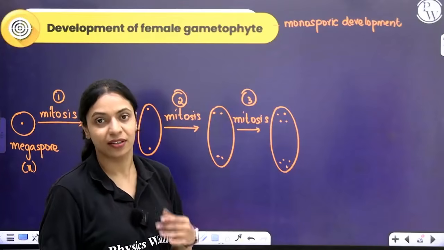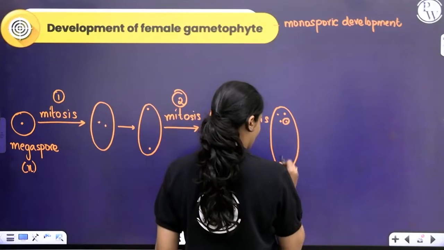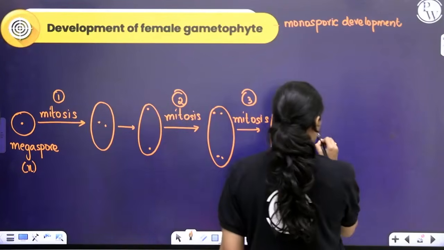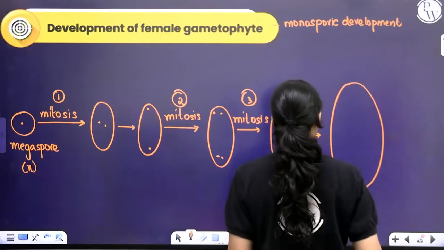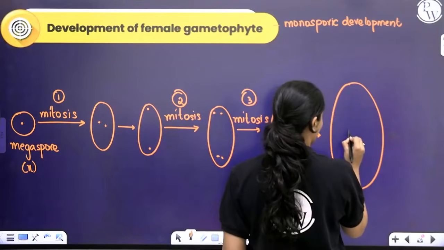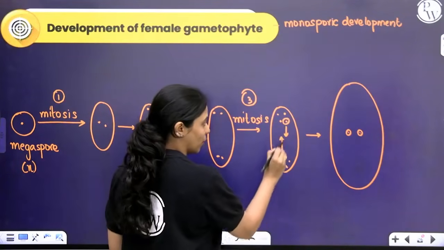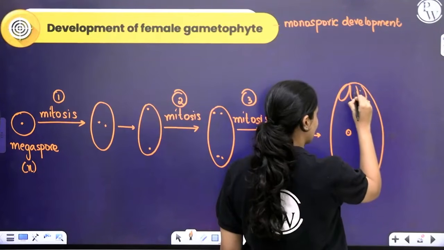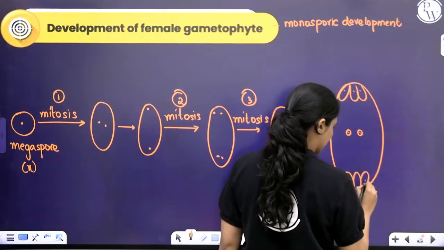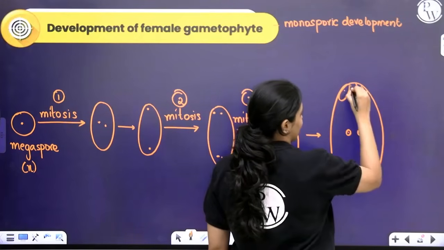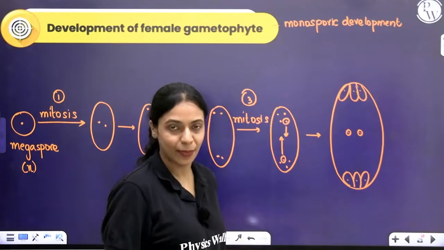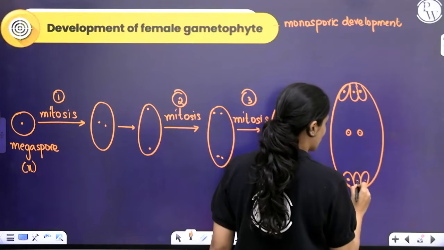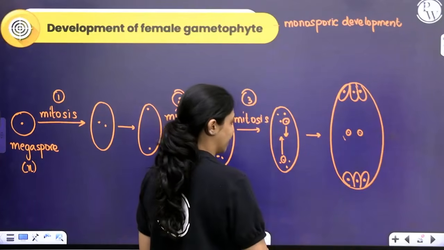Once the third mitotic division takes place, one nucleus from each pole migrates to the center and cell wall formation begins. As a result, the mature embryo sac will form. In the mature embryo sac, you have two nuclei in the center that have moved from the opposite poles. At each pole, you will have three cells. Because cell wall formation has happened now, I'm calling them cells and not nuclei anymore. There are three cells at each pole and two nuclei at the center.